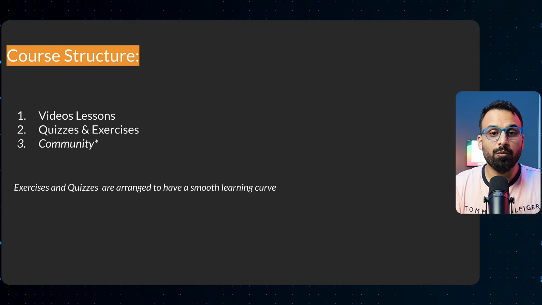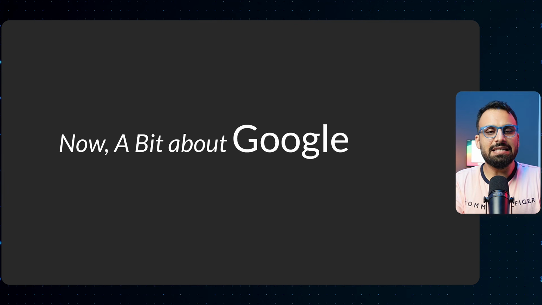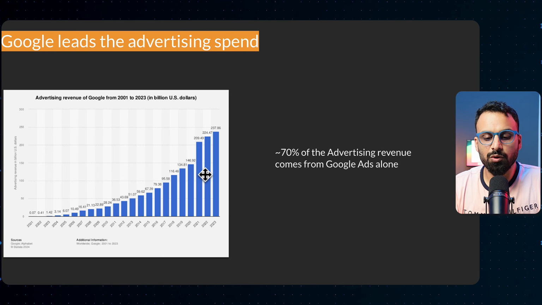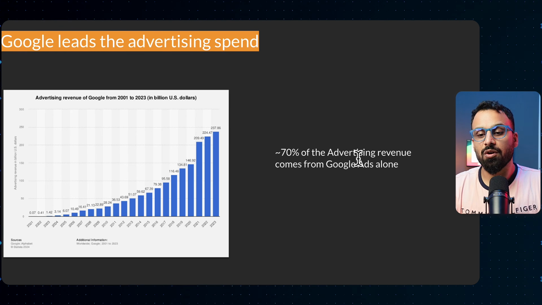Okay, with that out of our way, let's switch gears and talk about Google a bit. Google has a market share of 90%, which means out of all the search engines, Google is used 90% of the time. And on mobile, it's even more, which is 95%. On desktop, it's 86%. If you look at the advertising revenue of Google in 2023, it was 237 billion US dollars, which is a lot. This is the amount of money advertisers are spending on Google for their advertising campaigns. The other thing you need to know is that of all the revenue Google makes every year, 70% of this advertising revenue comes only from Google Ads.